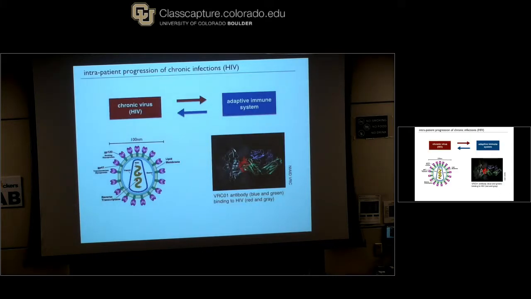And the system we started looking at, and we were very interested in it, and we still are, is the interaction between HIV, which is sort of a chronic virus, and this is a picture of HIV. It's an RNA virus. It infects quite a few people in the world, and it has all these sort of issues. I'm not going into the pathology of HIV, and the adaptive immune system.